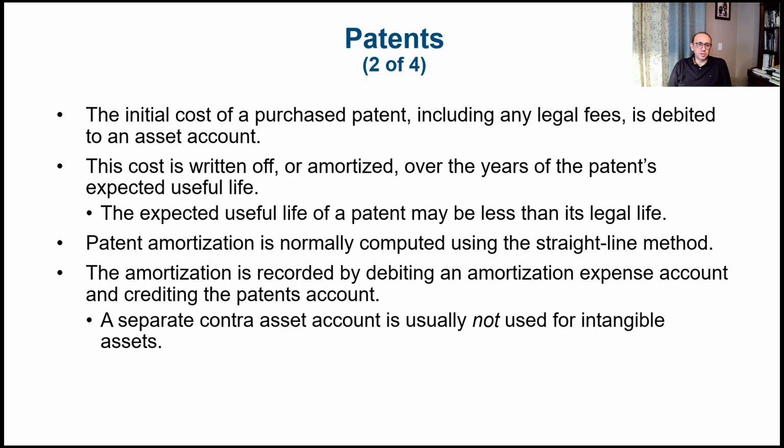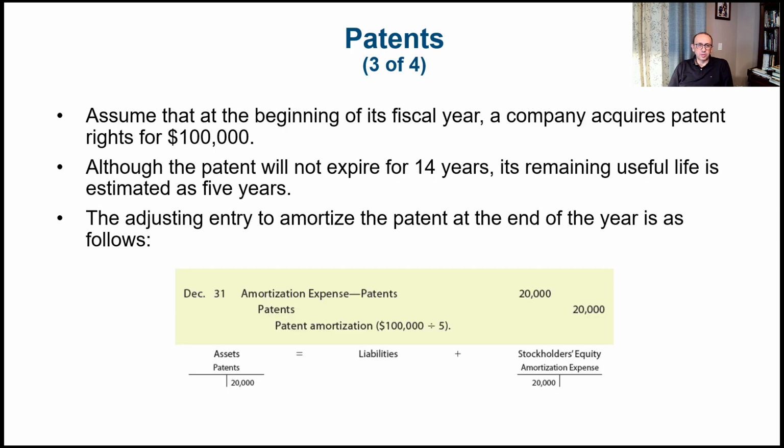So patent amortization is normally computed using the straight line method, and the amortization is recorded by debiting an amortization expense account and crediting the patents account. A separate contra account is usually not used for intangible assets. So we don't use the accumulated amortization account. We don't have that. So let's see an example.